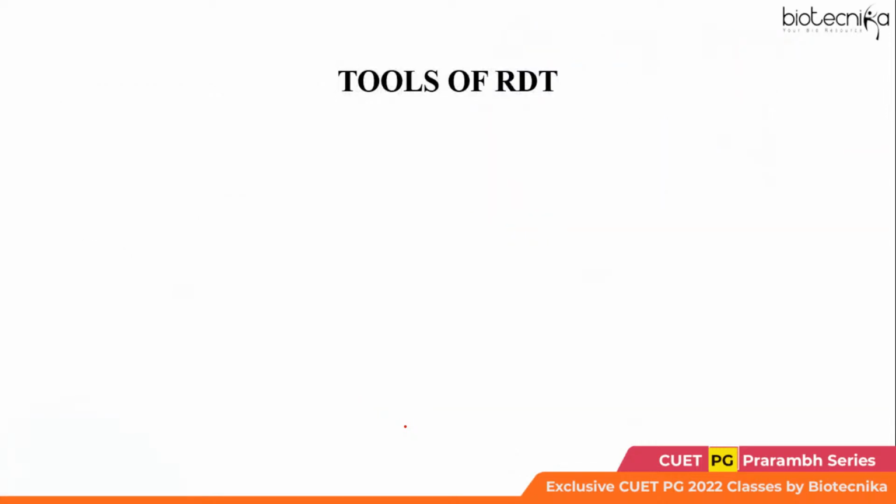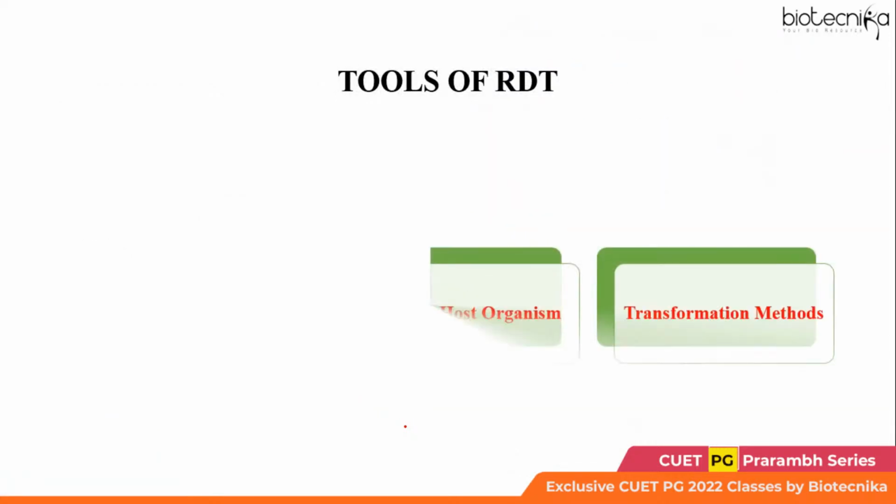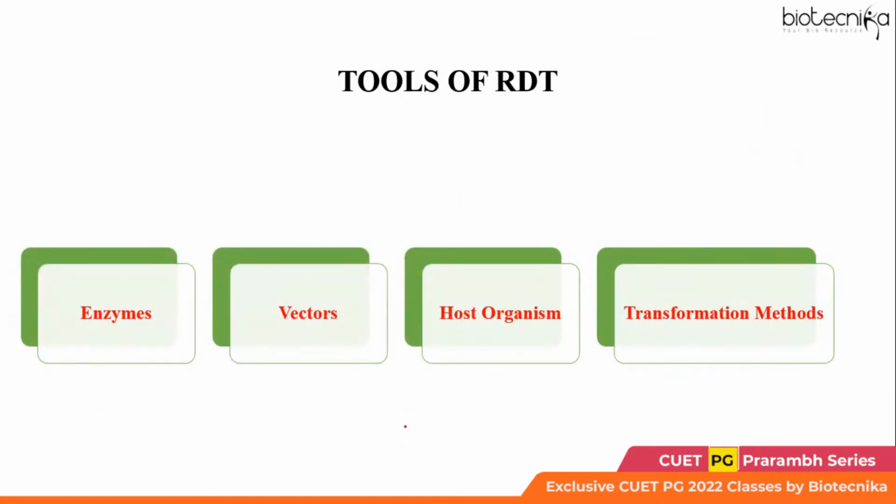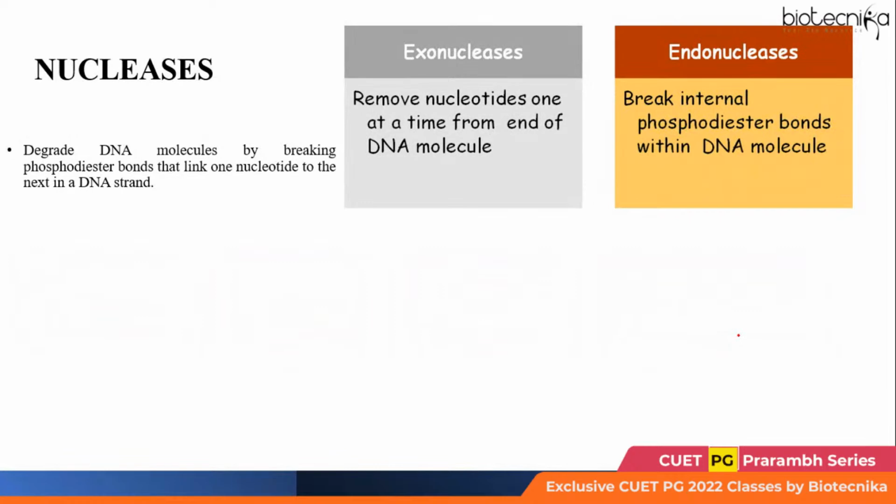right? Now, coming to tools of recombinant DNA technology. So today in this session, I'll be telling you about the 4 tools of recombinant DNA technology. These are the main tools, which are the enzymes, vectors, host organism, and transformation methods. And even when we talk about enzymes, specifically the most important enzyme that you all need to know is restriction enzyme. But before again talking about restriction enzyme, you have to understand the name of the DNA manipulating enzyme, which are called as nucleases, because restriction enzyme belongs to these nuclease enzyme.